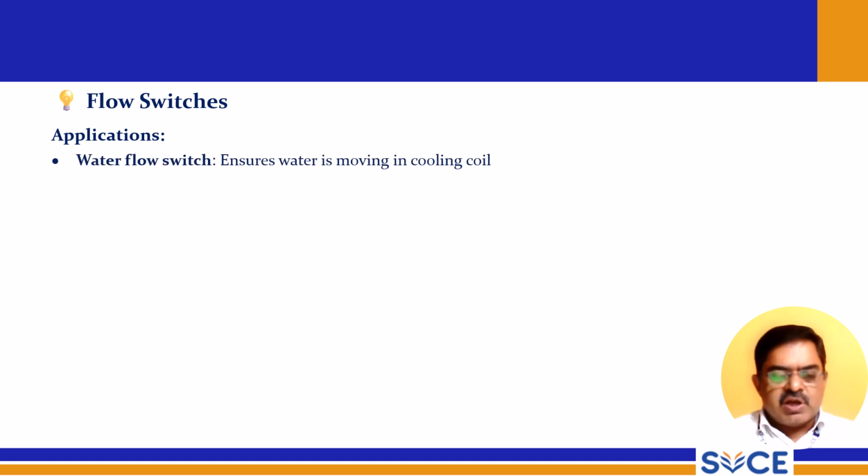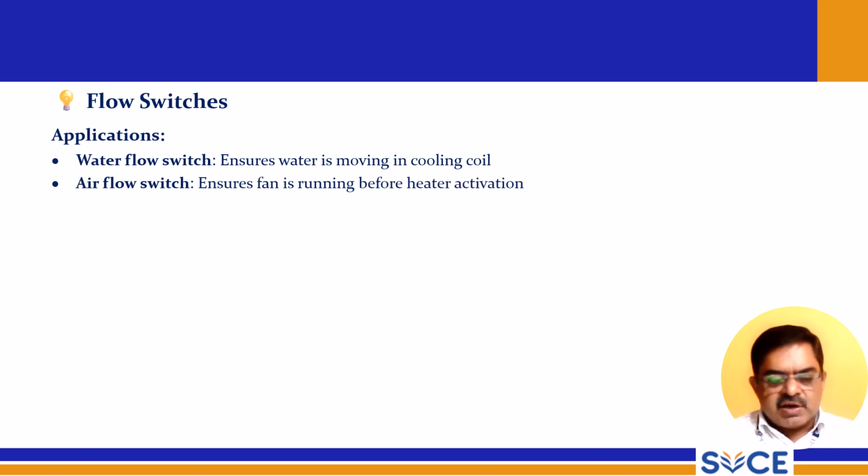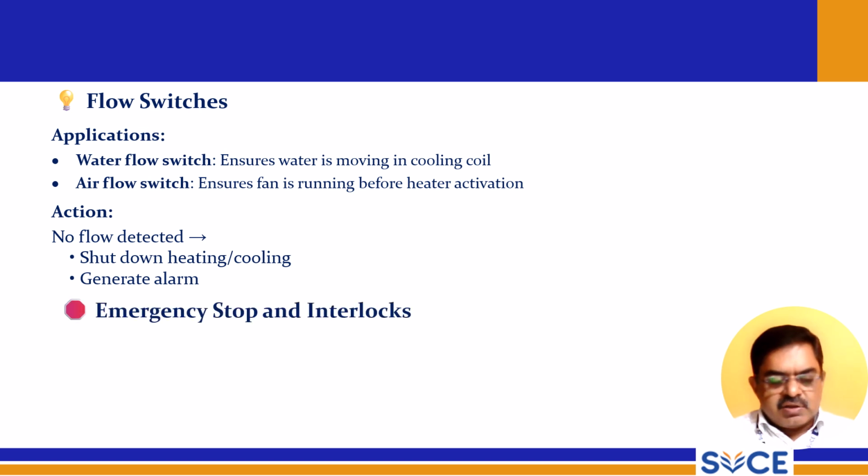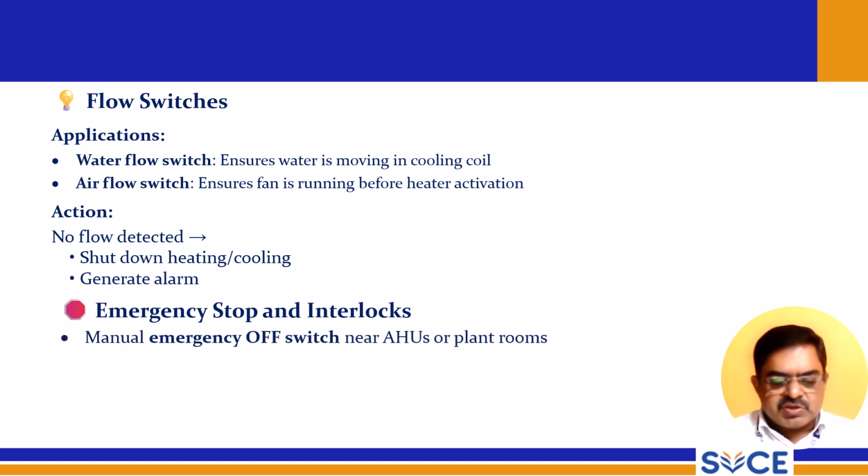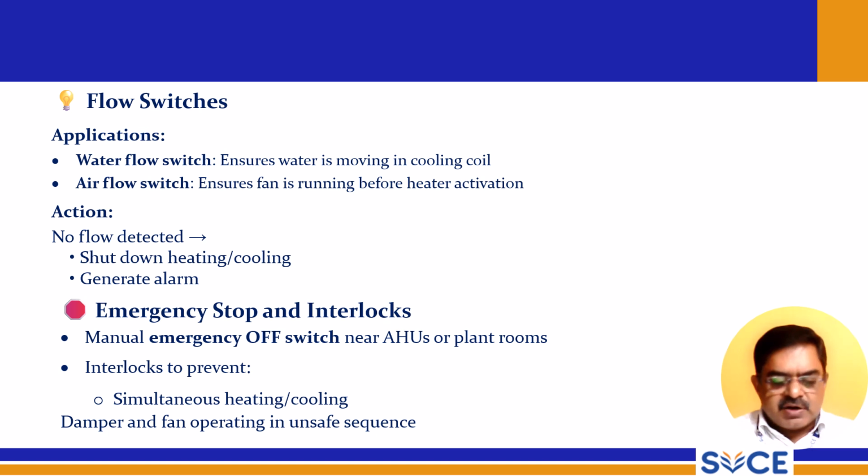Flow switches are also used. Applications: a water flow switch ensures water is moving in the cooling coil, and an airflow switch ensures the fan is running before heater activation. The action, if no flow is detected, is to shut down heating and cooling and generate an alarm. Emergency stop and interlocks are to be provided in HVAC systems, such as a manual emergency off switch near the AHU or plant rooms. Interlocks prevent simultaneous heating and cooling, and damper and fan operating in an unsafe sequence. That is emergency stop and interlocks.